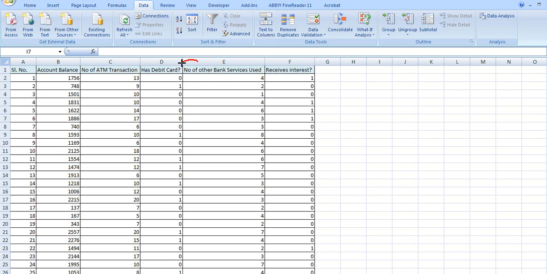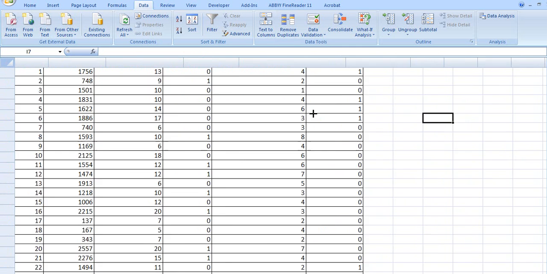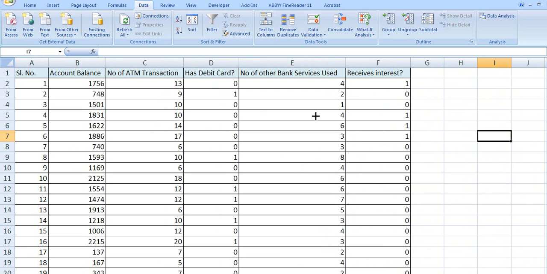Then we have the number of other bank services used. What are the other bank services used by the client? If it is 4, it means that there are 4 other services that the client is using apart from having the account with the bank. And the last one is whether the client is receiving interest from this account or not. Typically you will find that there are mostly interest accounts, however there can be some accounts which do not pay any interest. So 1 stands for paying interest, 0 stands for no interest being paid.